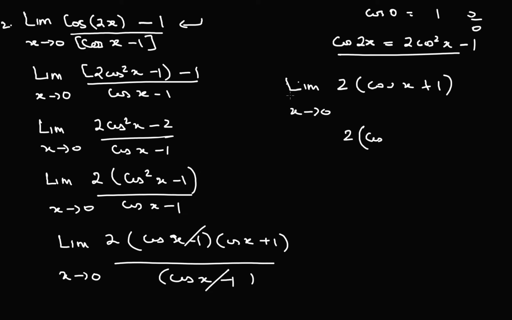So if we apply 0 there, we can have 2, and then cos, because we are applying 0, so now that limit has to go. So we can say cos 0 plus 1. So this is going to be 2, and then we have 1 plus 1. And so this is equal to 4, because this is 2. So this is how we should be looking at this.